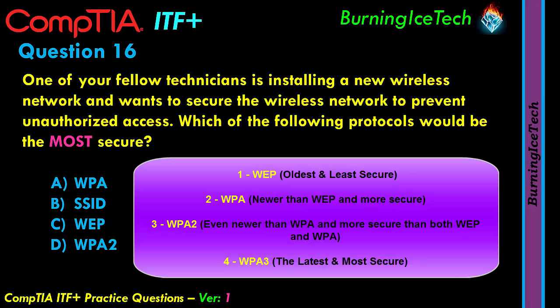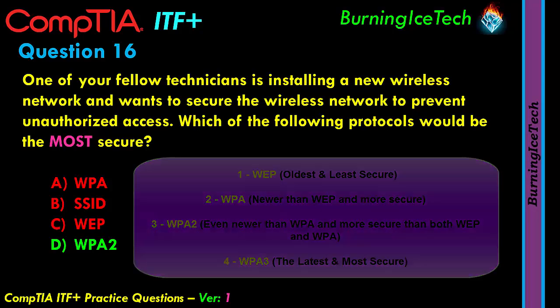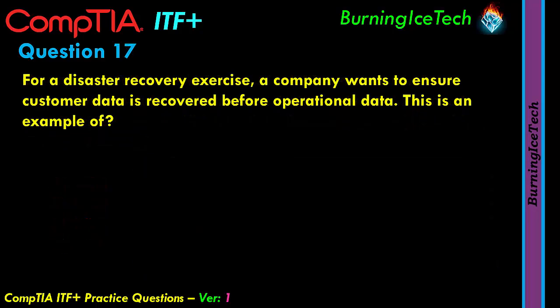So since it's not in this list, with what I just explained to you guys in mind, what will be the most secure out of WEP, WPA, and WPA2? The answer would be D, guys. If I asked you which one is the least secure out of these, that will be answer C, WEP. That's the first one. It's the oldest of the whole lot here. Moving on to question 17.